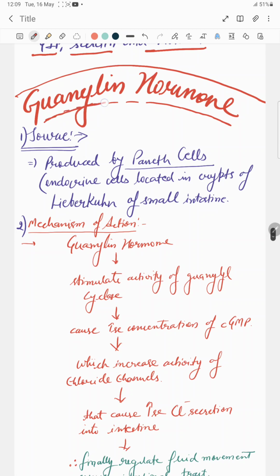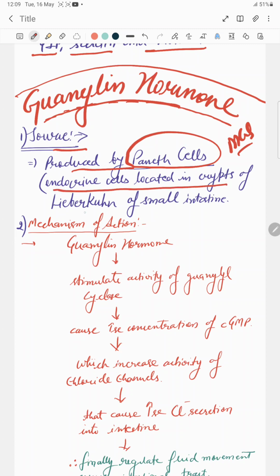Another hormone is guanylin. The source: it is produced by the Paneth cells. This is also an MCQ based question. Paneth cells are endocrine cells located in the crypts of Lieberkuhn of the small intestine. So this is also an MCQ based question.